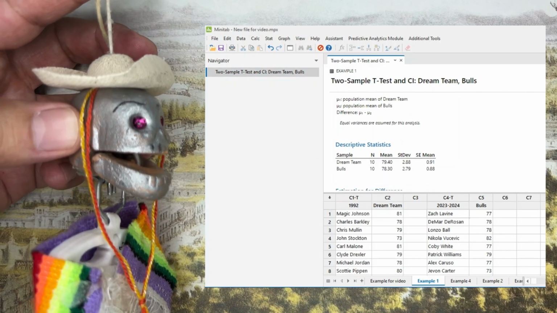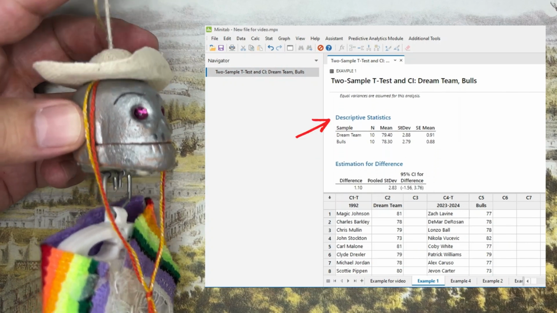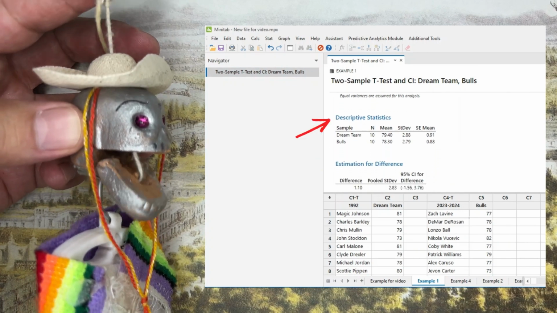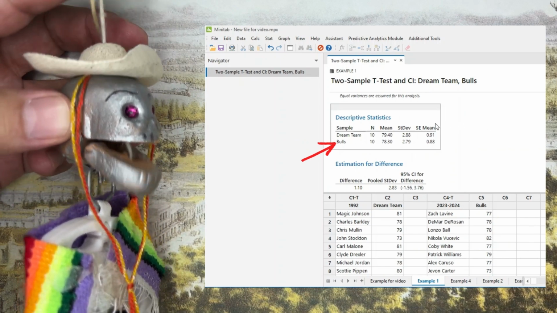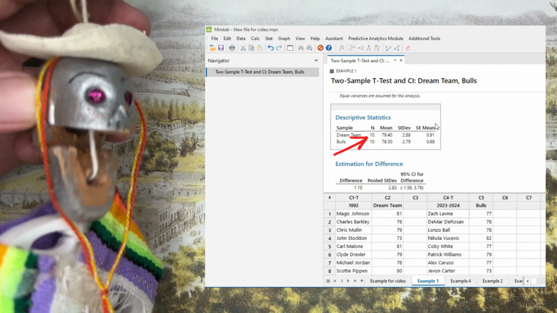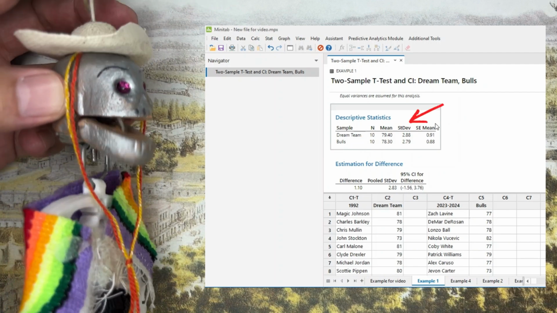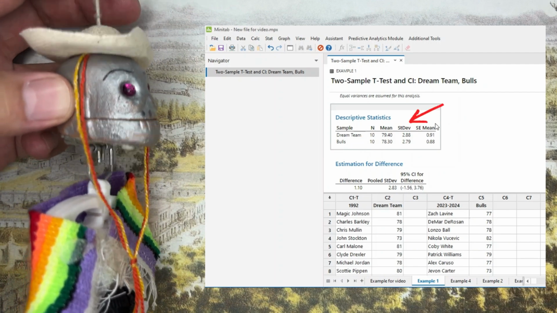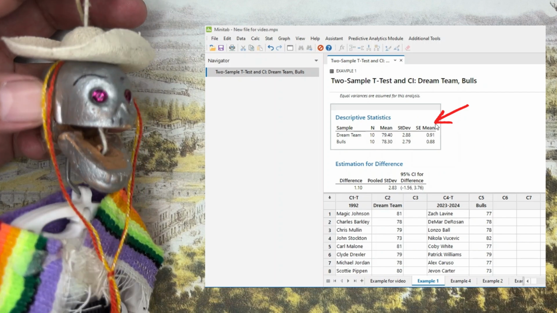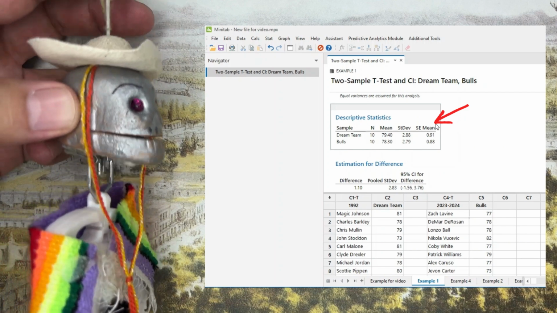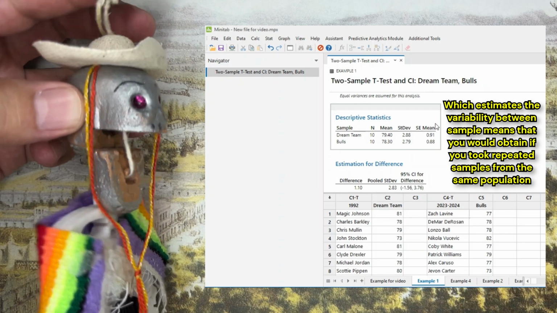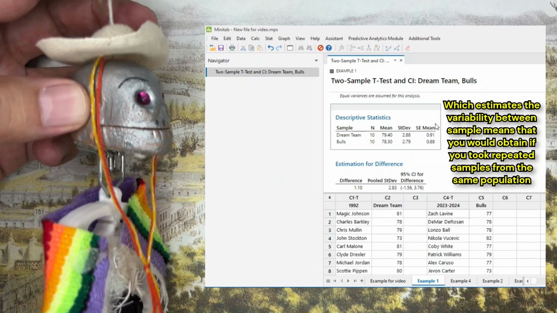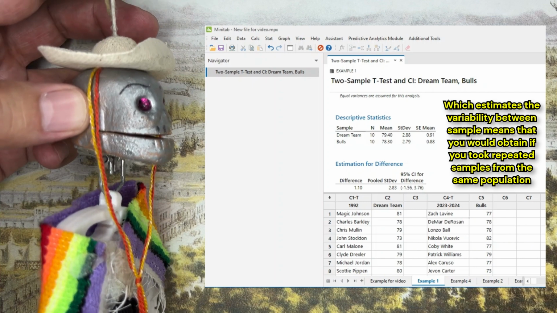The second table is titled Descriptive Statistics, and here we can see the name of our samples, Dream Team and Bulls, how many players we sampled, 10 of each team, the standard deviation of each sample, and the standard error of the mean, SE mean, which estimates the variability between sample means that you would obtain if you took repeated samples from the same population.